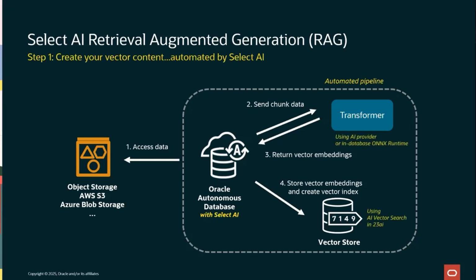Now, as I mentioned earlier, you can use a separate API provider for the transformer, or you can load an ONNX format transformer to use in the in-database ONNX runtime. And this is a feature of Oracle machine learning and also exposed in AI vector search.